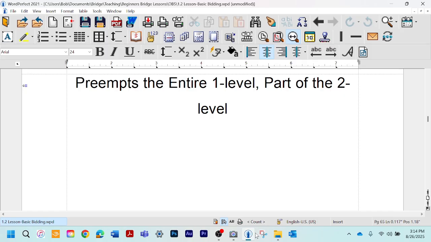When you preempt, let's say you open with two spades, what have you done? You've taken away the whole first level and virtually the whole second level of the bidding for the opponents. So they've got to start off at the three level and try to talk to each other and figure out where they need to go. So it's a defensive bid, preempt.